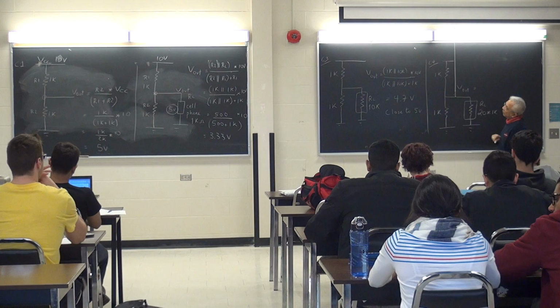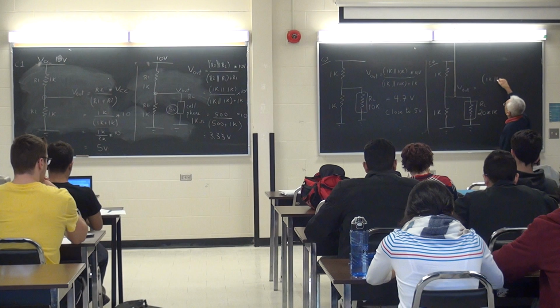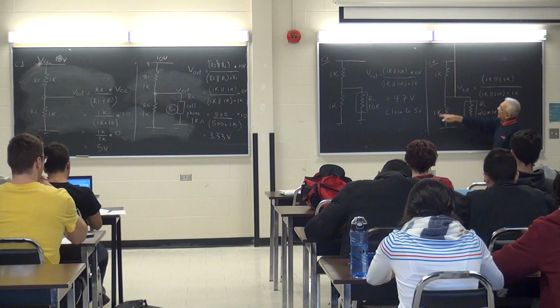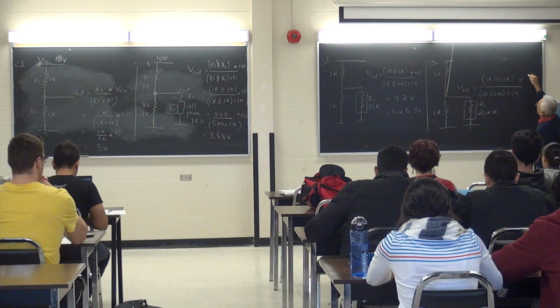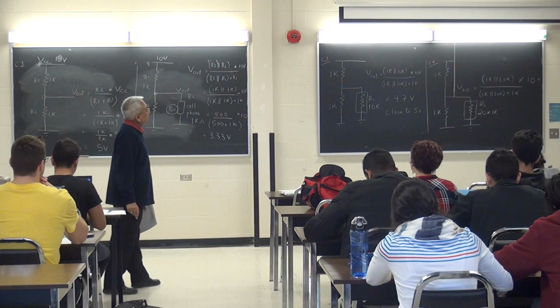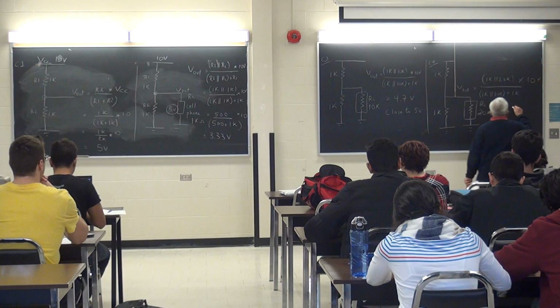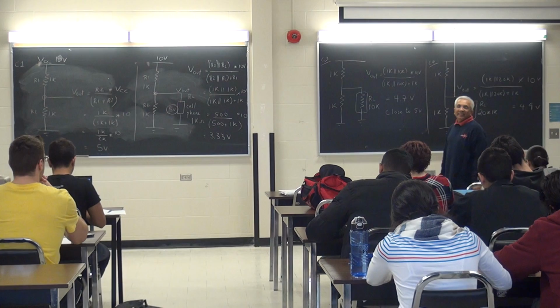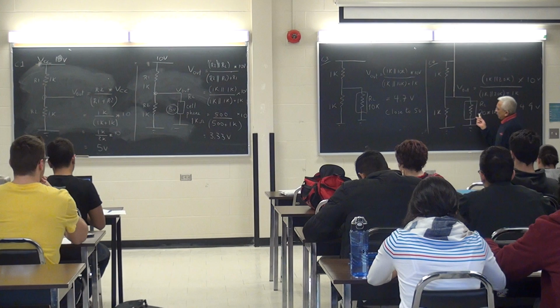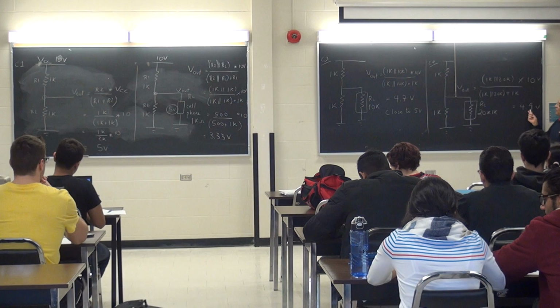Well, same equation. 1K in parallel with 20K divided by 1K in parallel with 20K plus the 1K, right? This is the equivalent here, plus the 1K, times 10. What do you get? 4.9 volts. Close to 5, isn't it? It's even closer to 5 than case 3. Case 3 was 4.7, now it's 4.9. So if this was a cell phone that needed 5 volts to run, and I'm applying 4.9 volts to it, it's going to run much better.